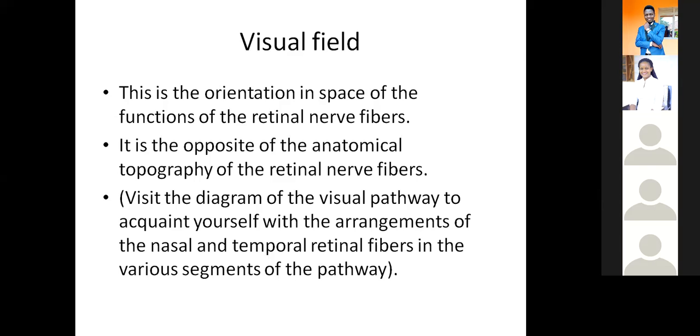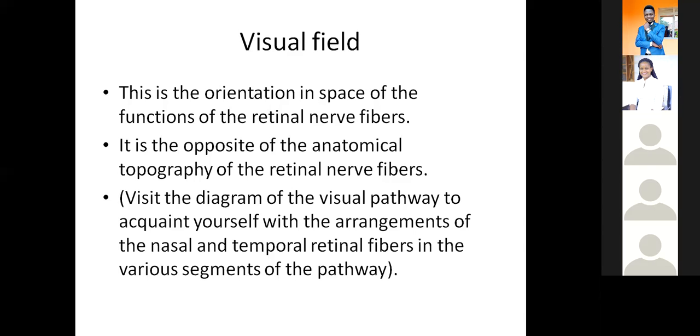In a functional view, the visual field is the orientation in space. Retinal fibers orient into space their functions. If some fibers are not working, then that part of the field of vision will also not be present. And the visual field, therefore, is exactly the opposite of the anatomical topography of the retinal nerve fibers. What do I mean by that?